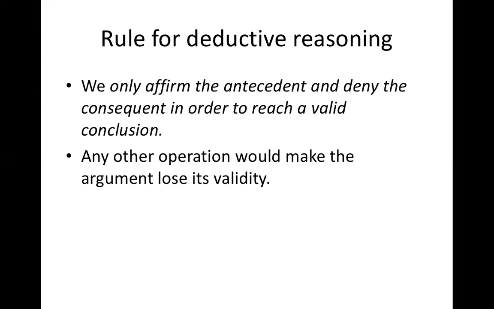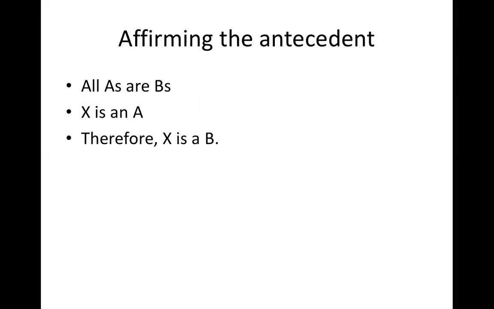Now, this is the rule for deductive reasoning. We only affirm the antecedent or deny the consequent in order to reach a valid conclusion. Any other operation would make the argument lose its validity. So that means that out of the four arguments we just saw, it is only the one that affirms the antecedent and the one that denies the consequent that are valid arguments. The other two are invalid.